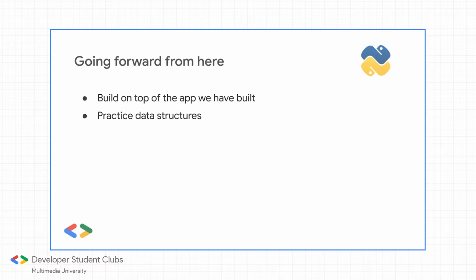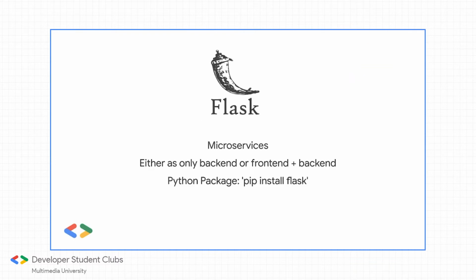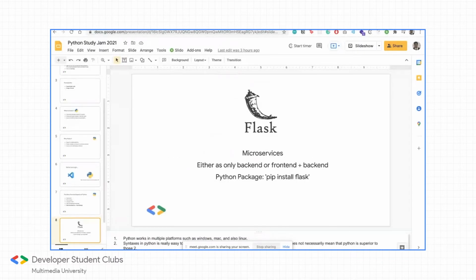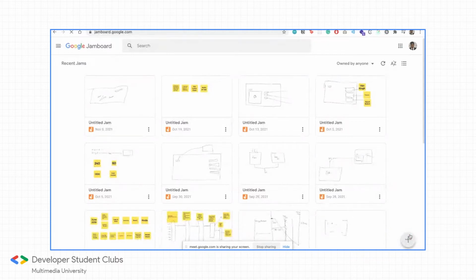So going forward from here, Flask can either be just on the backend where you can serve the data from your backend to your front end, or you can build the entire web app using just Flask alone. So for today, we're going to be building the entire web app using Flask alone. Okay, so let me just go over the basics of front end and back end. People don't understand.